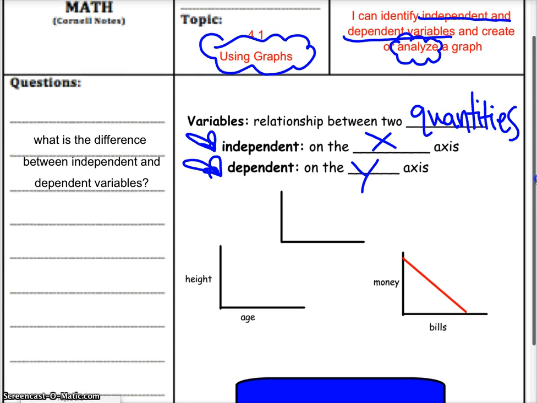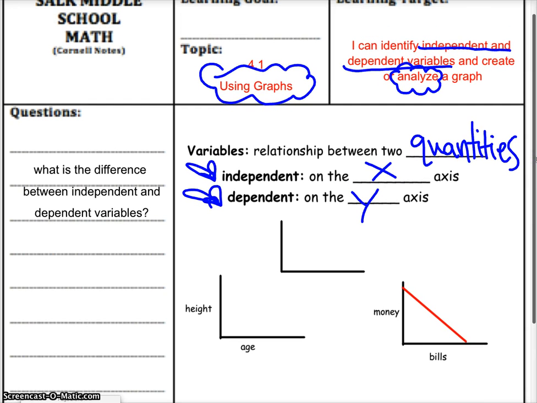So now we know where they go, but can we still do the learning target of identifying what's independent and dependent? I don't think we're quite there. I think some of you might be like, oh, I can pretty much tell, but are you truly at that level 3?